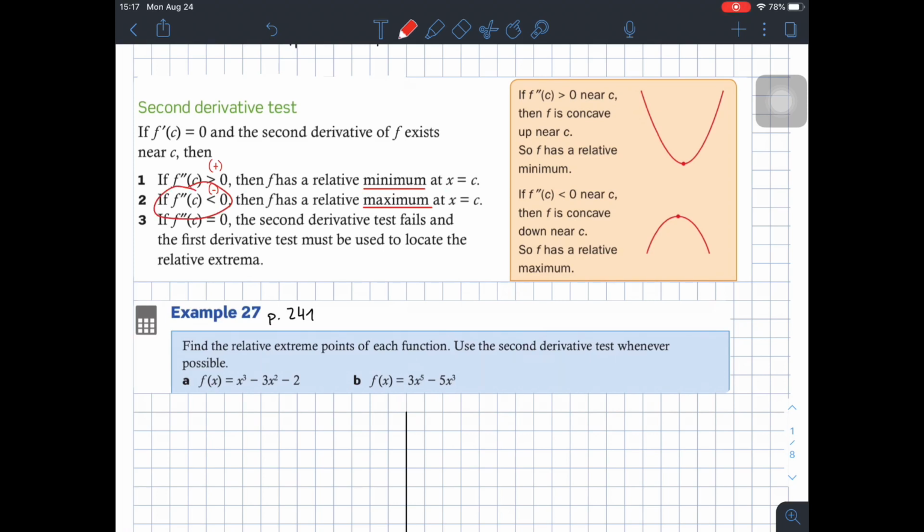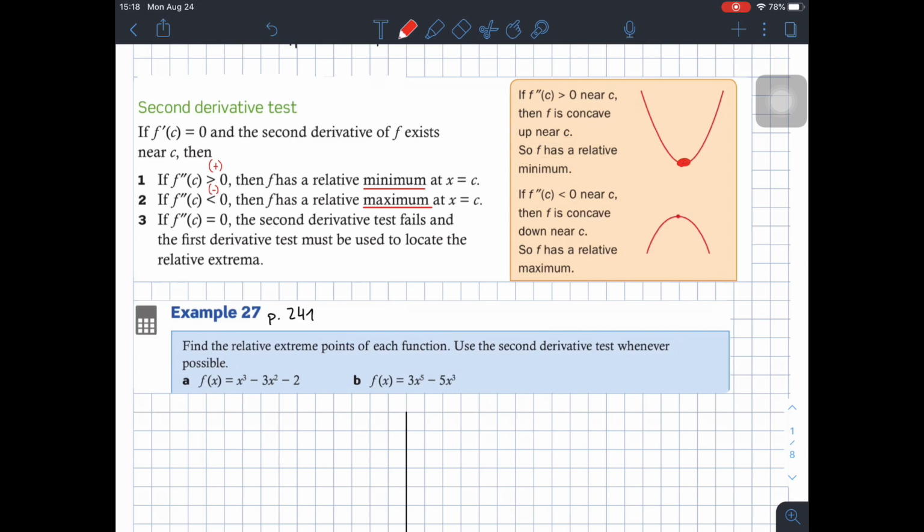If the second derivative is less than 0, that's negative, then the function has a relative maximum at x equals c. And if the second derivative is equal to 0, the second derivative test fails, and the first derivative test must be used to locate the relative extrema. Okay? And pay attention to why this rule makes sense, right? It says, if the second derivative is positive near a value c, which in this case is a minimum, then f is concave up near c. So f has a relative minimum.